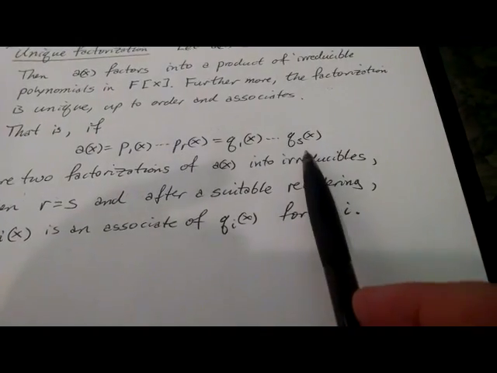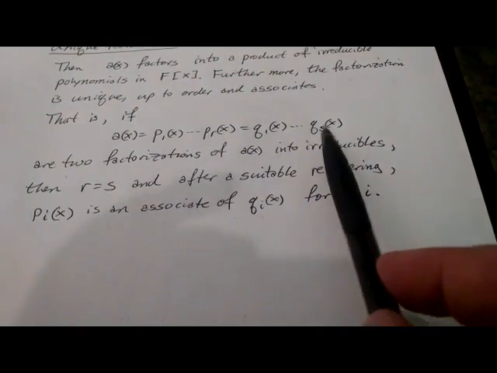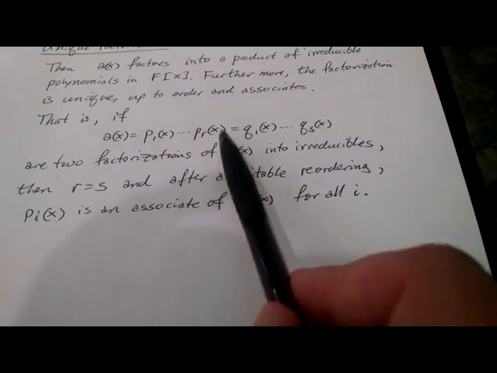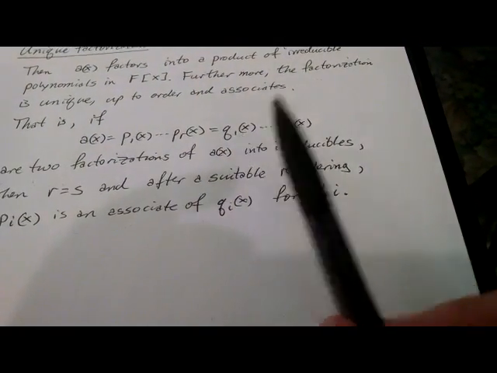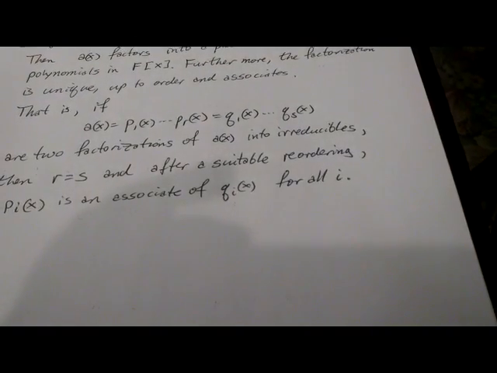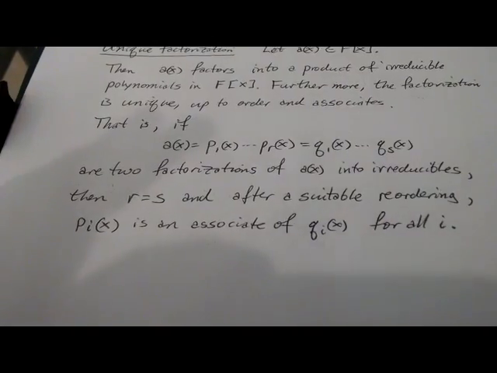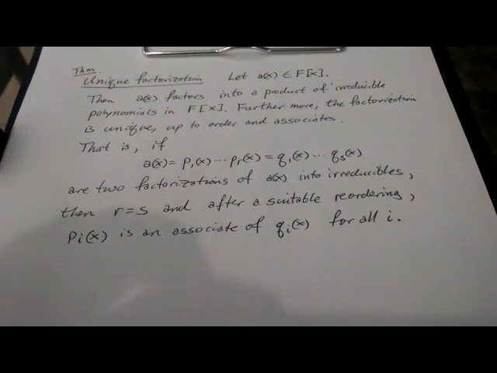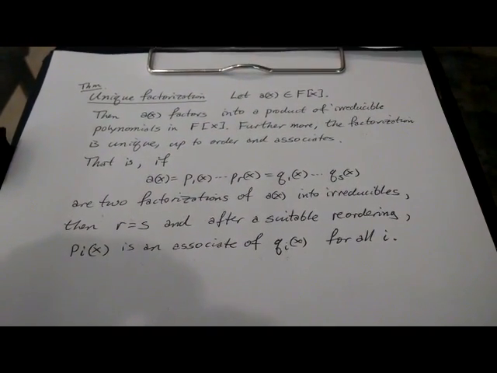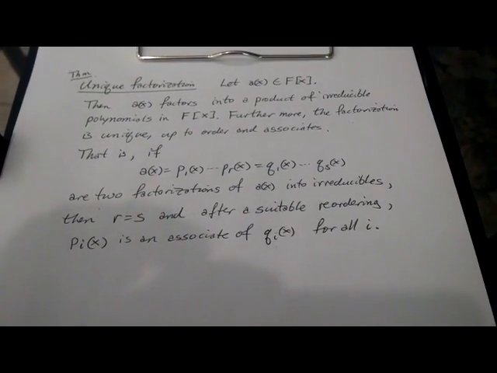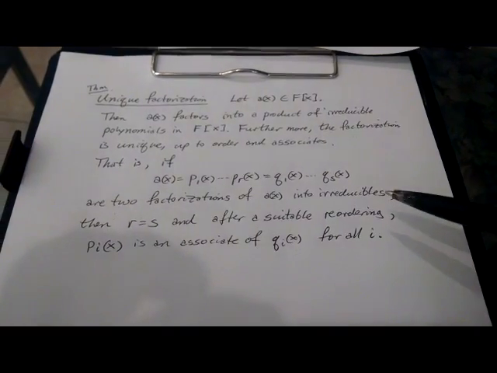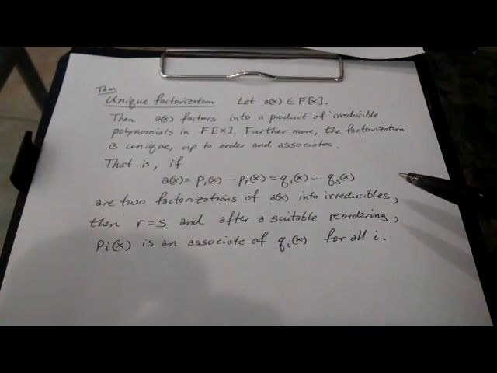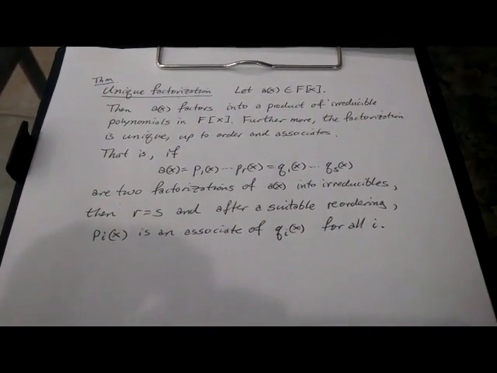That is, the number of factors have to be the same. So r equals s. And after reordering the way it's written, P1 and Q1 will be associates, and so on. So there's two parts to this theorem that we need to prove. One is existence, that we can write a of x as a product of irreducible polynomials. And secondly, that the factorization is unique up to order and associates.